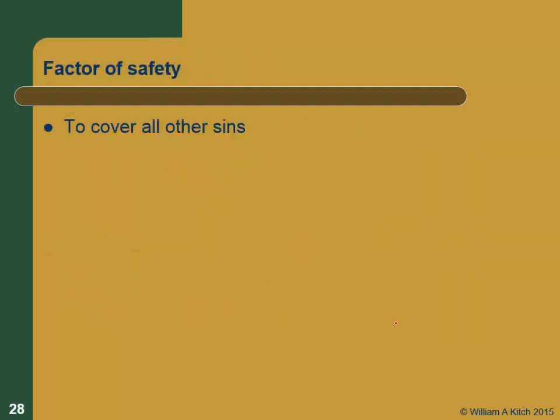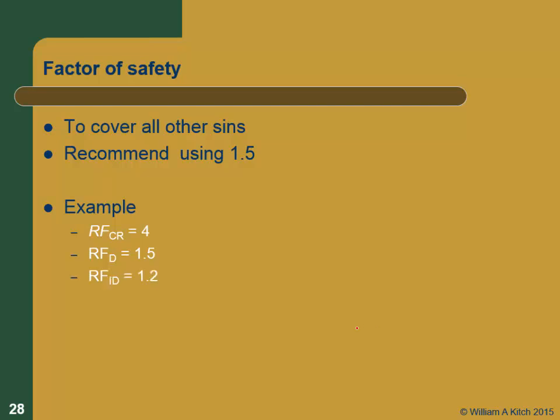And then we use a factor of safety. This is to cover all the rest of the sins that we commit during the design, build, and construction of these things. Generally, a factor of safety of 1.5 is adequate. And I think I've got an example in here. Let's assume we have a creep reduction factor of 4, a durability reduction factor of 1.5, an installation reduction factor of 1.2, and an overall factor of safety of 1.4. You are going to be using 1/10 of the ultimate capacity of your polymer.